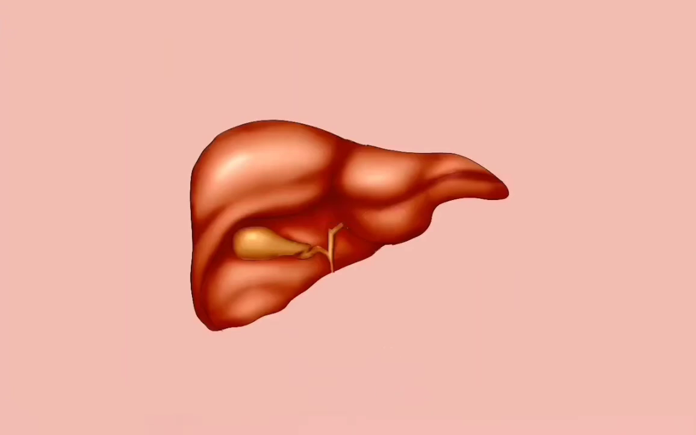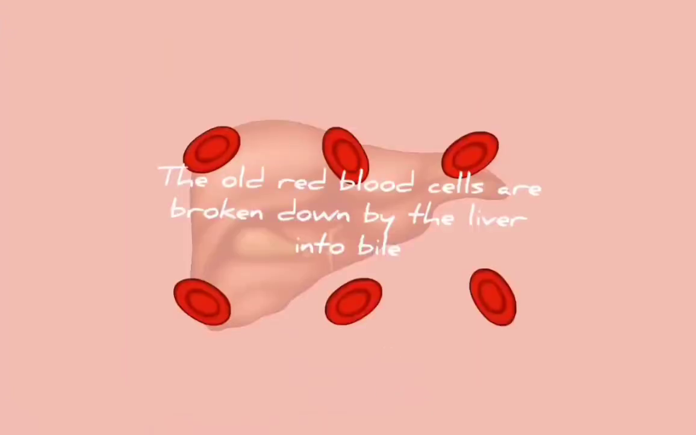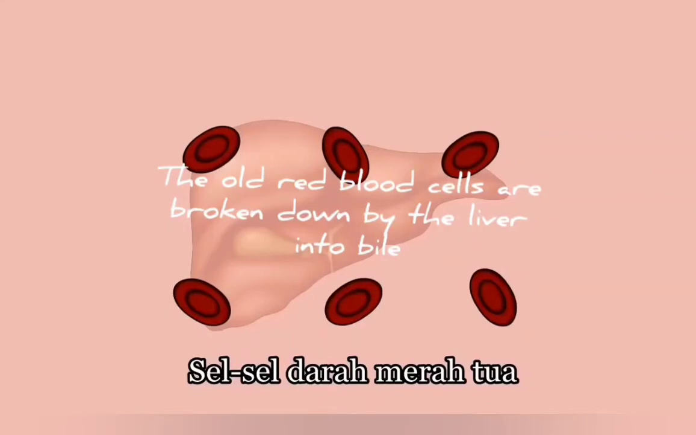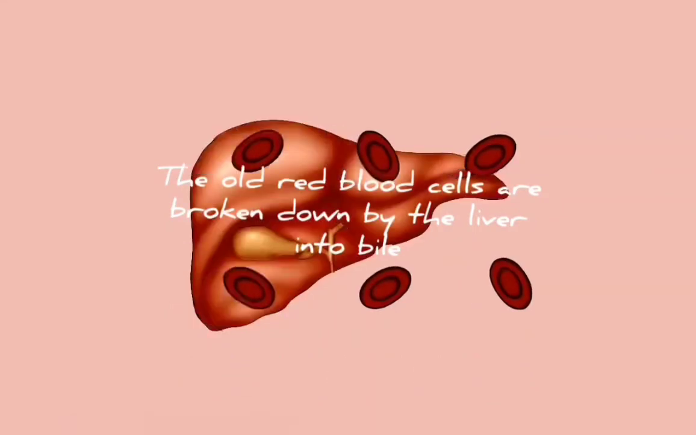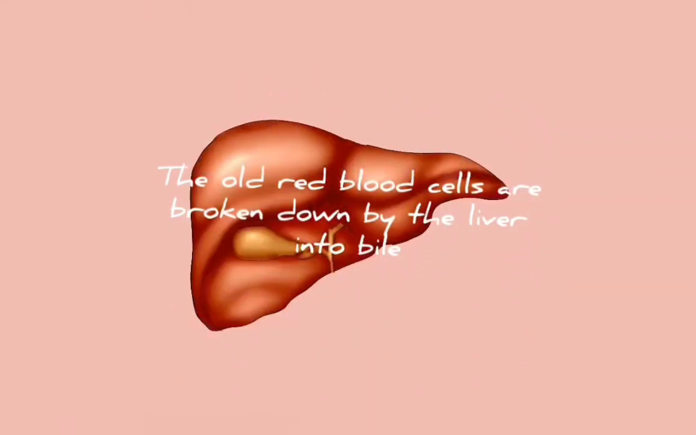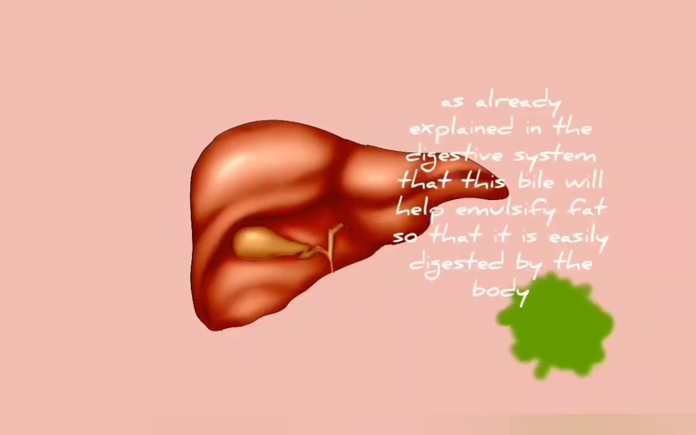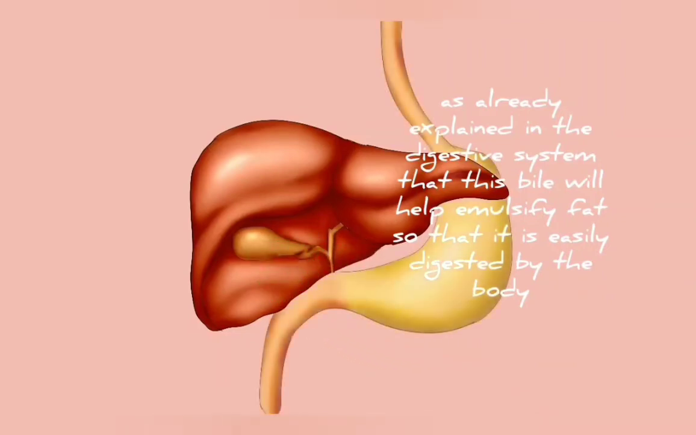And last, the liver. The old red blood cells are broken down by the liver into bile. As already explained in the digestive system, this bile helps emulsify fat so that it is easily digested by the body.